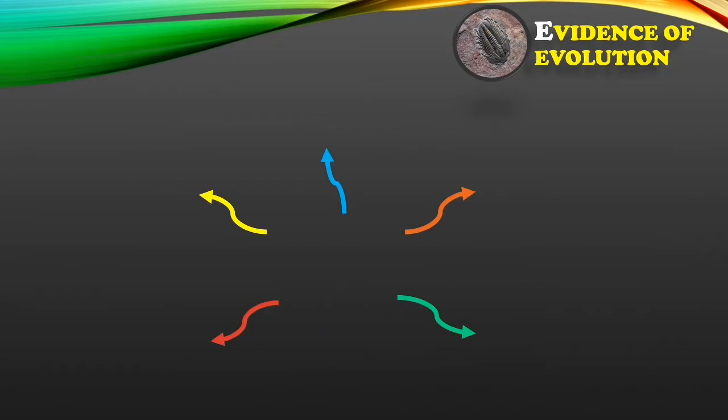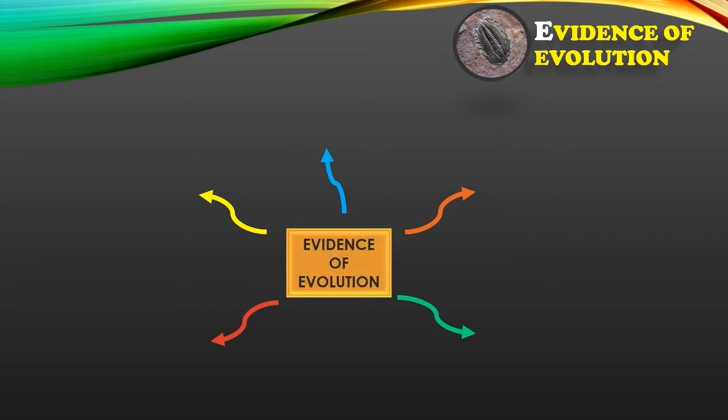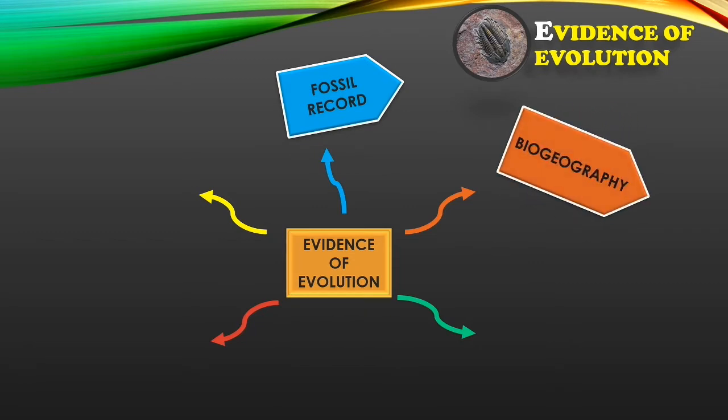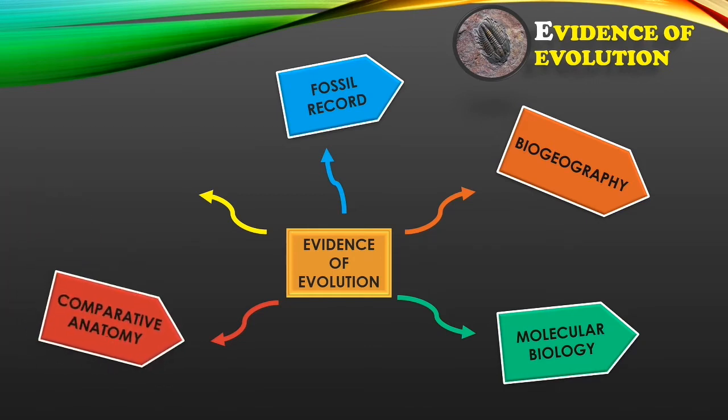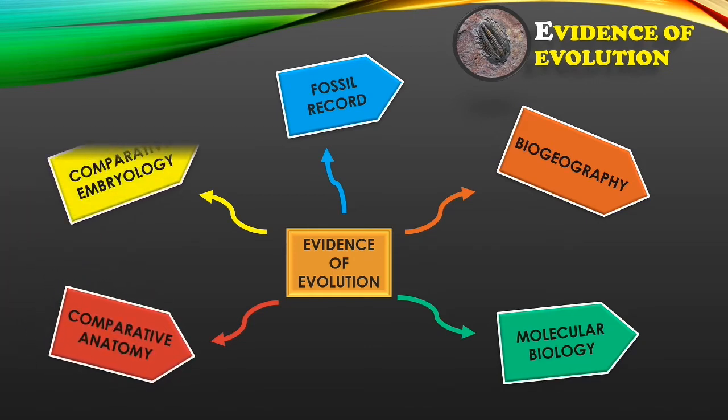Charles Robert Darwin used multiple lines of evidence to support his theory of evolution by natural selection. The evidence for evolution has primarily come from 5 sources: fossil record, biogeographical evidence, molecular biology, anatomical evidence, and comparative embryology.